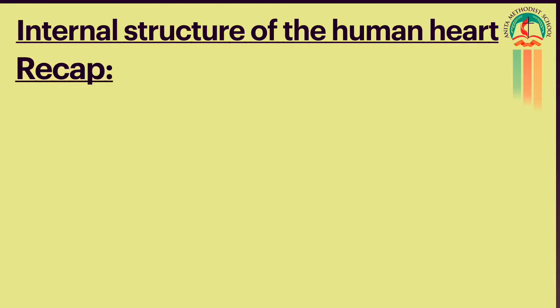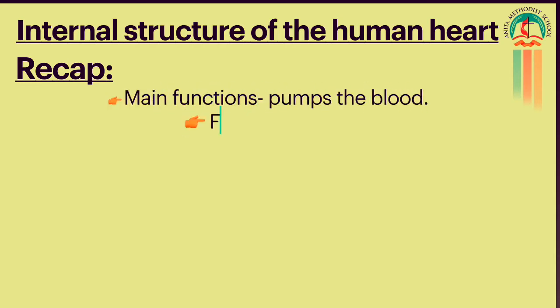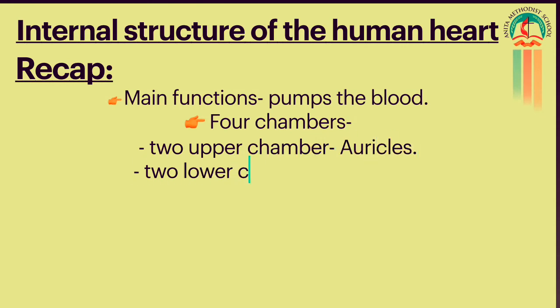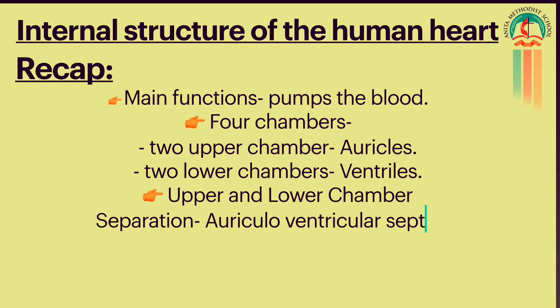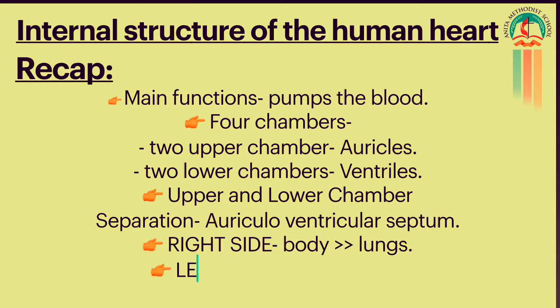Now let's rewind the internal structure of the human heart. Main function, it pumps the blood. 4 chambers, 2 upper chambers auricles, 2 lower chambers ventricles. The separation between upper chamber and lower chamber is known as auriculoventricular septum. Right side, body to lungs. Left side, lungs to body.